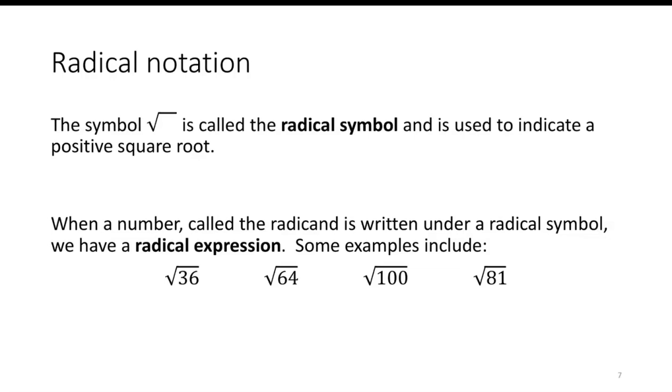The square root symbol is called the radical symbol and is used to indicate a square root. When you have a number, called the radicand, inside the radical symbol, we have a radical expression. So some examples of radical expressions are the square root of 36, square root of 64, square root of 100, square root of 81, and so on.